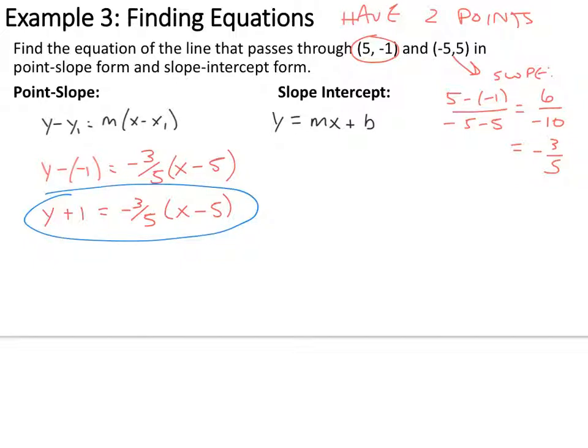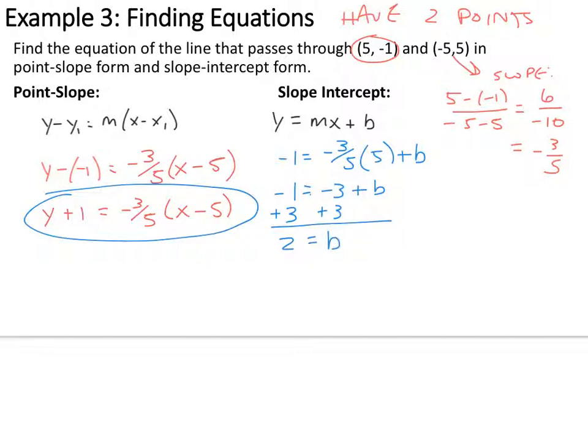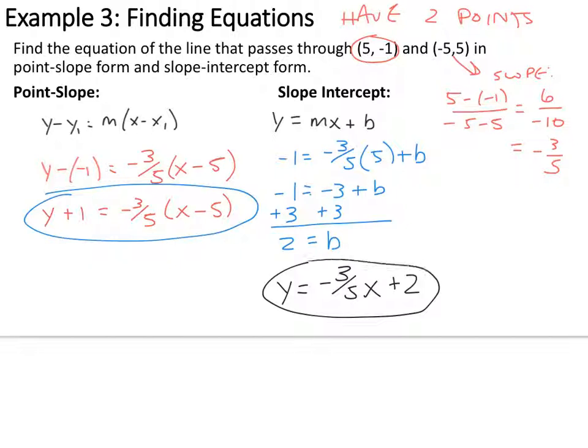So I'll use -1 equals -3/5 times 5 plus b. So -1 equals -3 plus b. So I'll add 3 to both sides to solve for b. 2 equals b. So therefore, when I get down to the end, y equals -3/5 x plus 2. So I found my two forms of my equation using that information given.